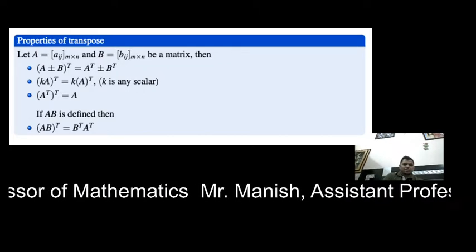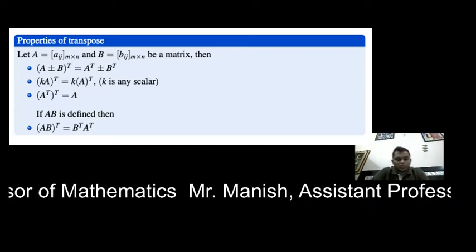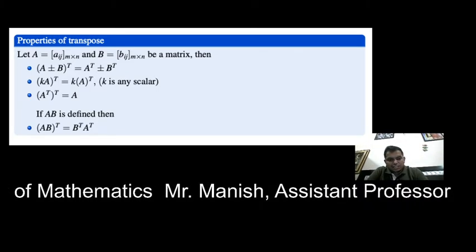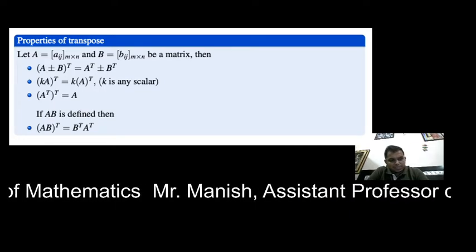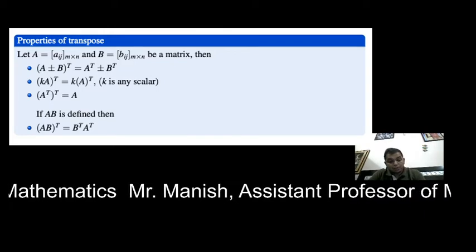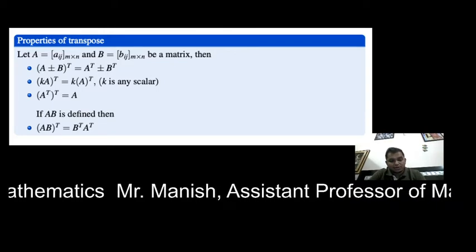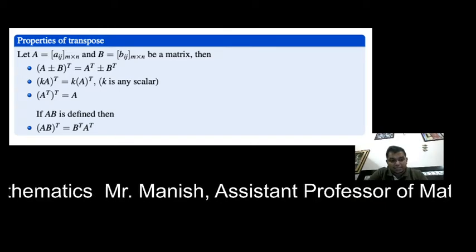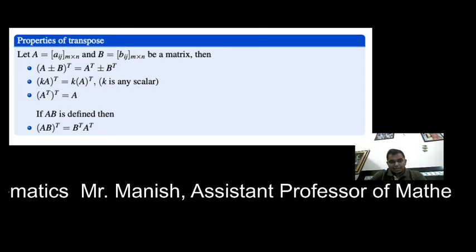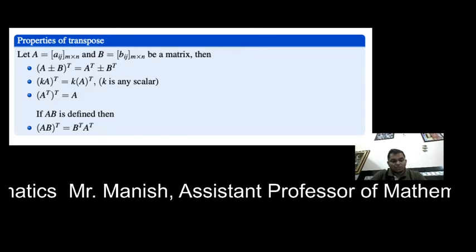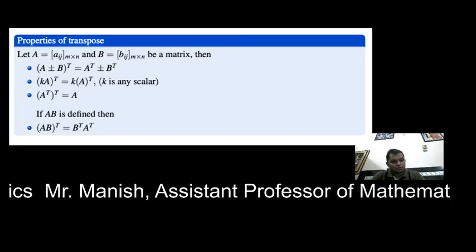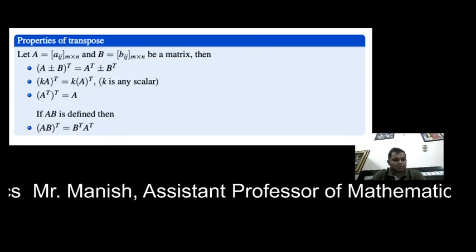Next, we have the concept of the transpose of a matrix. What do you mean by the transpose of a matrix? The transpose of a matrix means if we change the order of the matrix and the position of the elements of the matrix, then the result will be the transpose of the matrix. For example, if we have a matrix, the element at position 1 2, meaning first row second column, will be changed to 2 1, meaning second row first column. That is the concept of transpose.